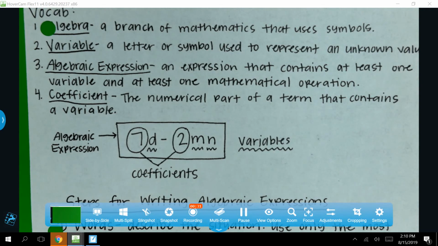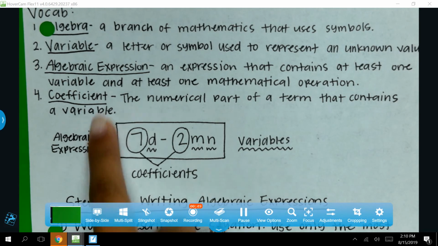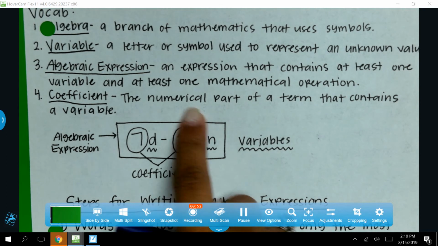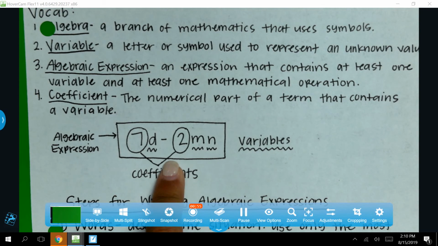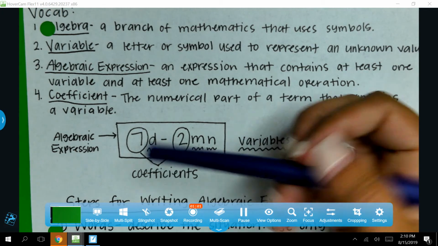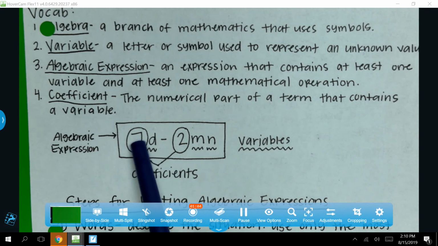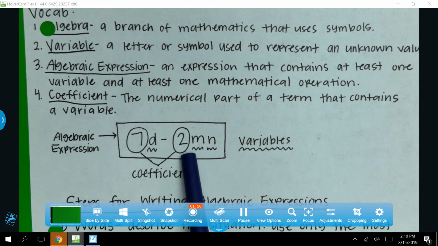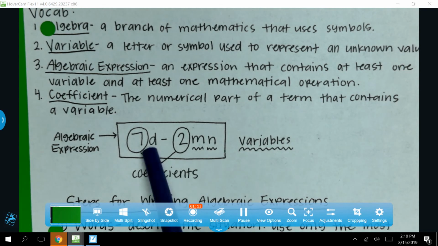And then we have an algebraic expression, which is an expression that contains at least one variable and at least one mathematical operation. So one variable and either adding, subtracting, multiplication, or division. And then we have what's called a coefficient, and that is the number that is in front of a variable. So if you look right here at this algebraic expression that I've written, this whole thing is an algebraic expression because it has at least one variable and one mathematical operation. Those numbers are your coefficients, and coefficients are always directly right next to your variables without an operation in between. So just like this. And then, of course, your variables are those letters.